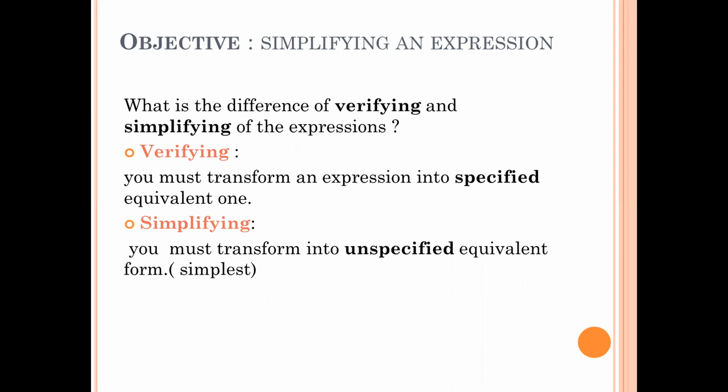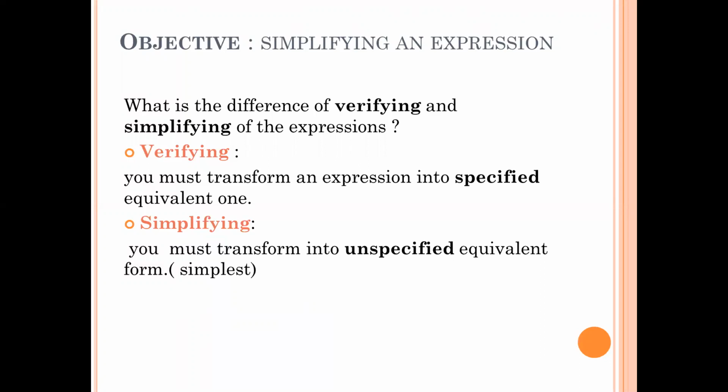Before I tell you how to simplify, we want to see the difference between verifying and simplifying expressions. In the previous period we learned how to verify. Today, I will teach you how to simplify. What is the difference between them?